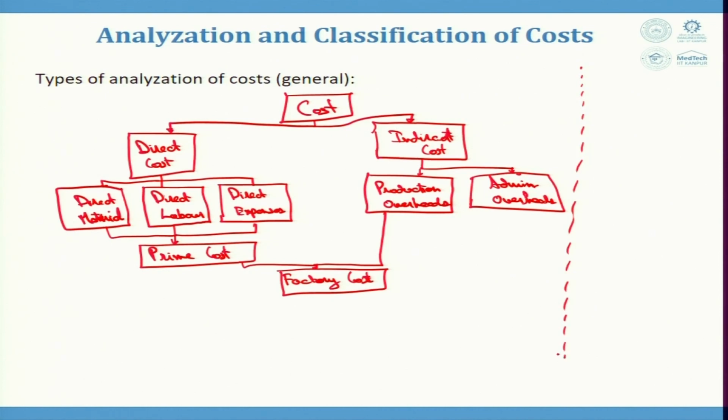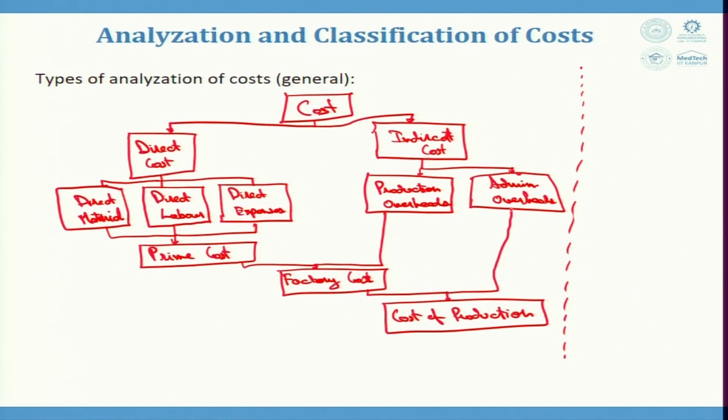This is factory cost. Now, when we add the administrative overheads over it, at this point my production is complete. So, it is known as the cost of production, which includes the factory cost plus the administrative overheads. Now, the product also has to go to the market. So, the cost of sales would also come. In that, some other indirect costs would be there, which are known as selling and distribution overheads.